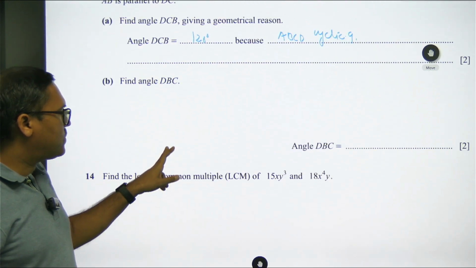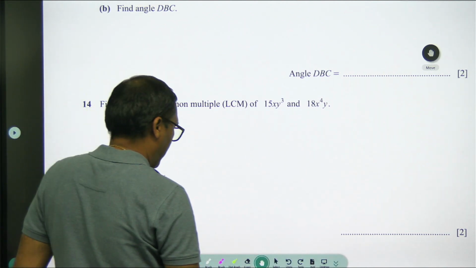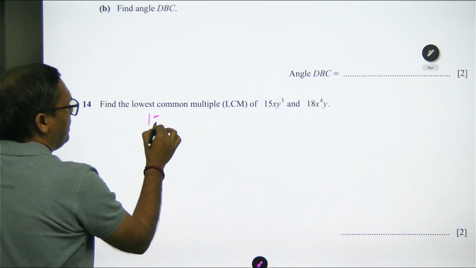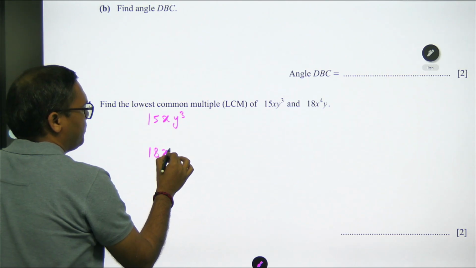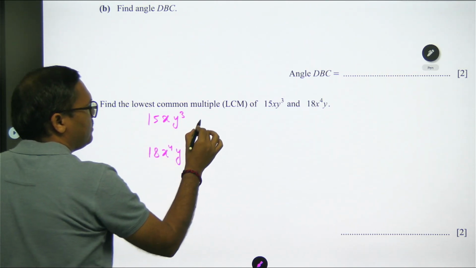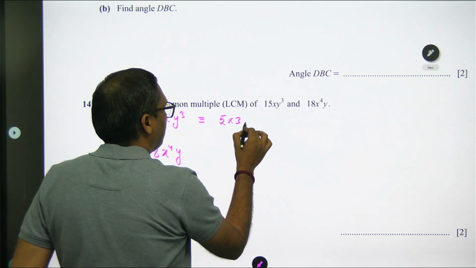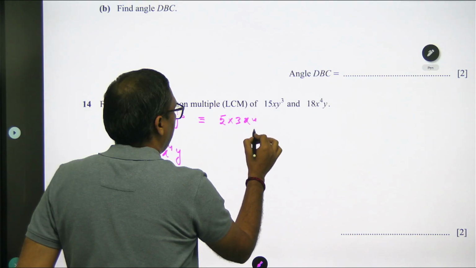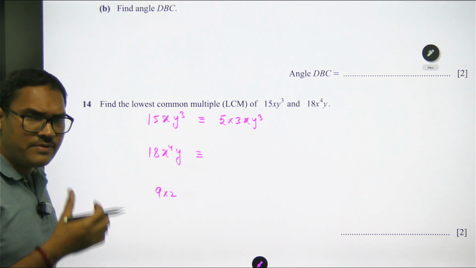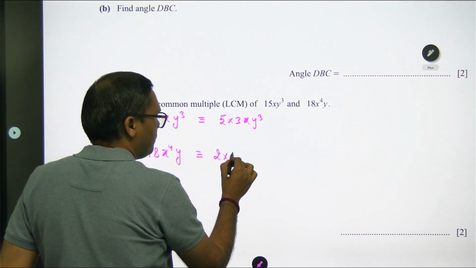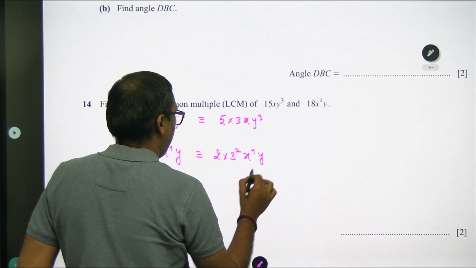Now let's move to the next question. Here you have to find the LCM, the lowest common multiple, of 15xy cubed and 18x to the power 4 y. 15 is 5 multiplied by 3, and this is x y raised to 3. And 18 is 9 into 2, so prime factorizing, this is 2 into 3 squared, with x raised to 4 and y.